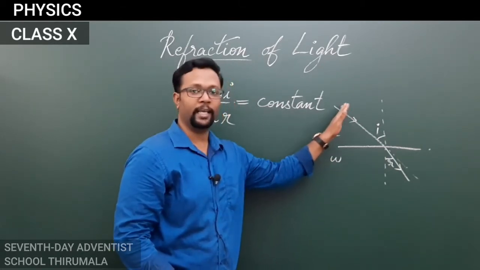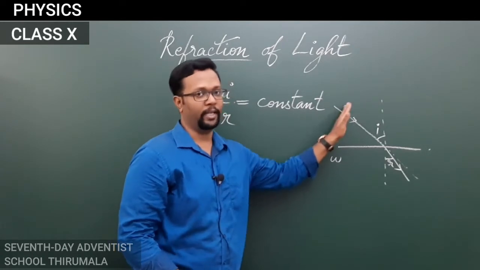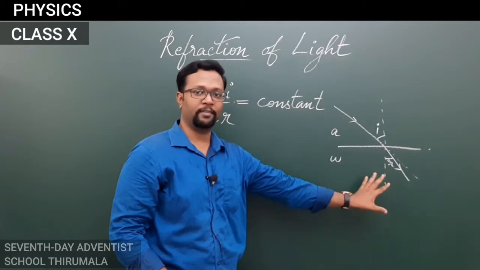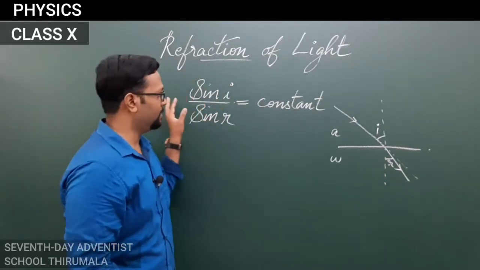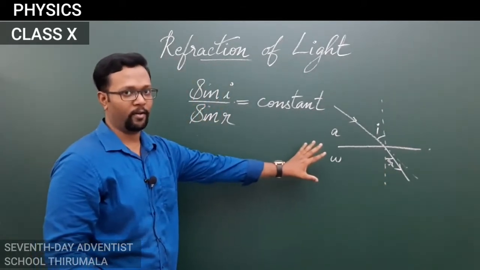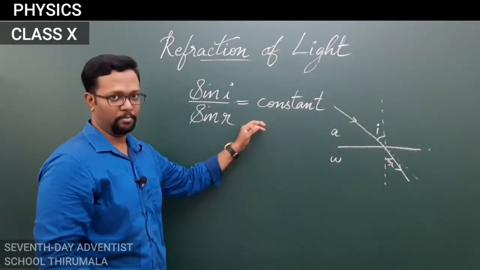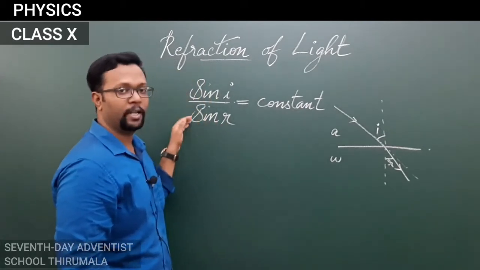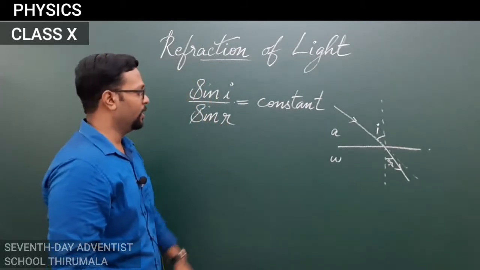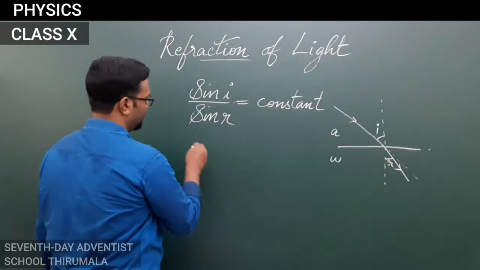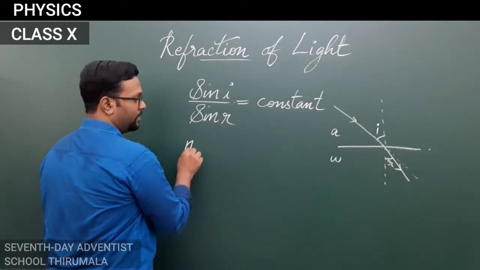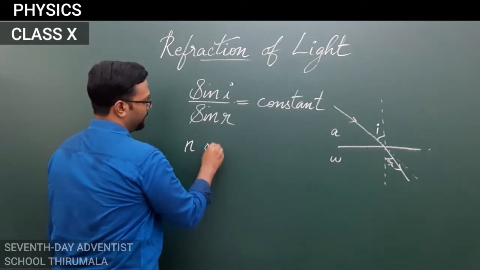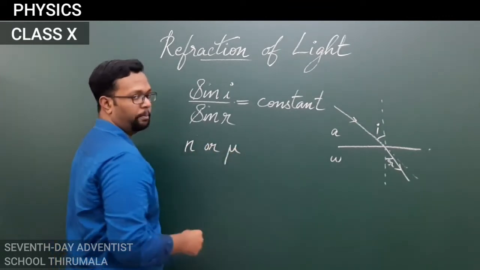If you increase the angle of incidence or decrease the angle of incidence, correspondingly the angle of refraction will also increase and decrease, and this value for this pair will remain a constant. And it will be a pure number, and there are no units because we are dividing similar quantities. So there will not be any units. And we write it as refractive index. It is represented by letter n, or by the Greek letter mu.